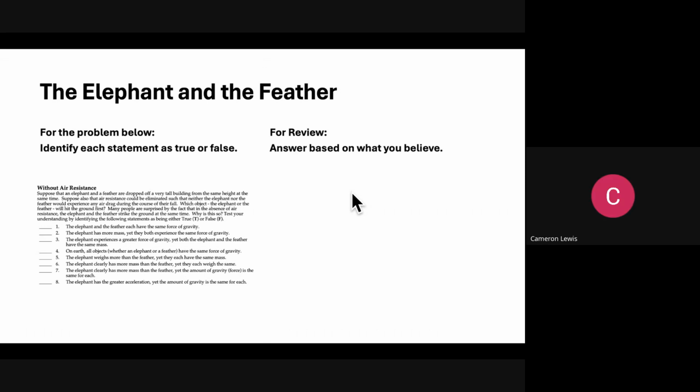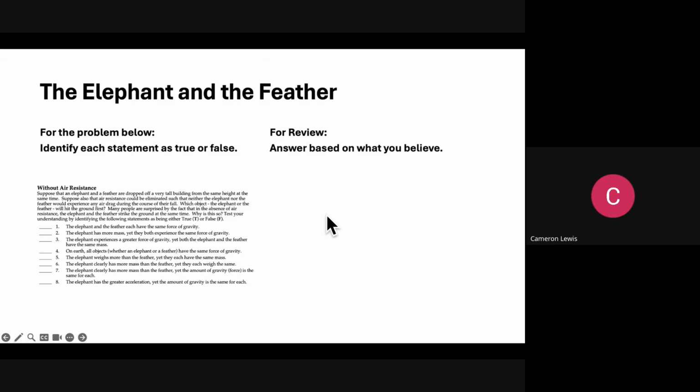Okay. The elephant experiences a greater force of gravity, yet the elephant and the feather have the same mass. False. Okay, keep it going. On Earth, all objects, whether an elephant or a feather, have the same force of gravity. False. The elephant weighs more than the feather, yet they have the same mass. False. The elephant clearly has more mass than the feather, yet they each weigh the same. False. The elephant clearly has more mass than the feather, yet the amount of gravity force is the same for each. False. The elephant has the greater acceleration, yet the amount of gravity is the same for each. True.